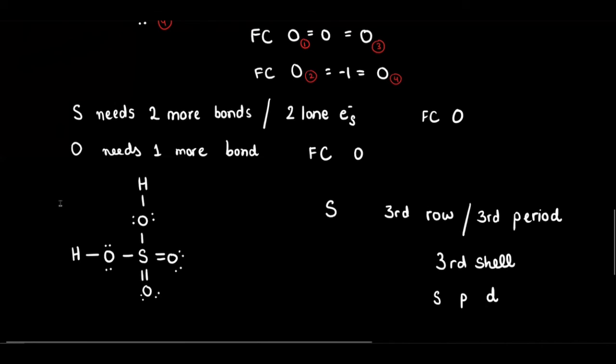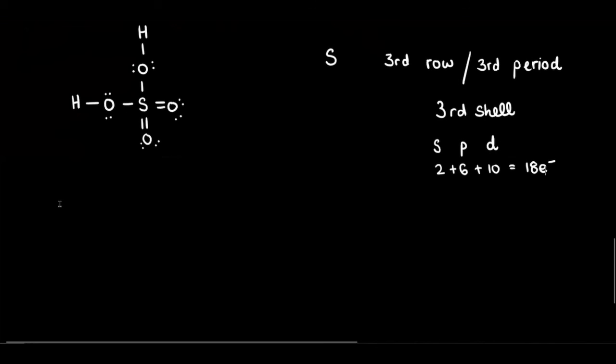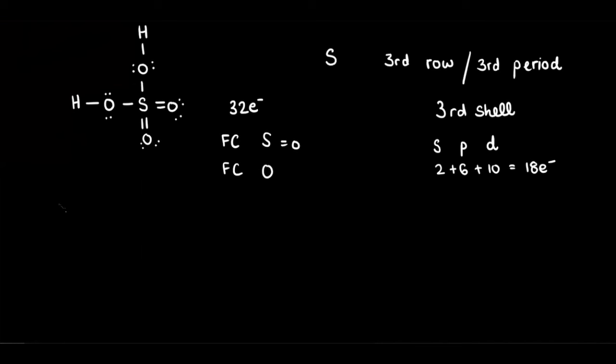So how many maximum electrons can sulfur take? It can take 2 plus 6 plus 10, which is 18 electrons. So therefore, sulfur can take more than 8 electrons. Therefore, we have given it a total of 6 bonds around it. It does not have to follow the octet rule. So now if you count the total number of electrons that have been used, that would be 32 electrons. But the good thing now is that the formal charge on sulfur is 0, and the formal charge on each of those oxygens is 0. And that is what we want, right?